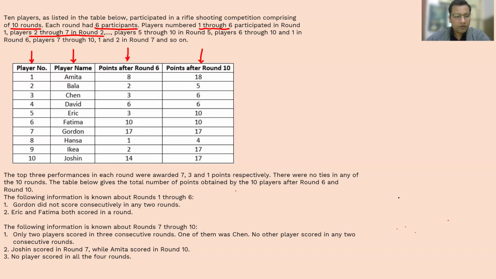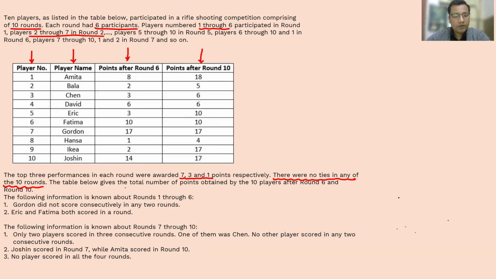Now, some more information is given. The top 3 performances in each round were awarded 7, 3, and 1 points. Okay, that means the topper will get 7 points, the runner-up will get 3 points, and the second runner-up will get 1 point respectively. And there is no tie. Again, a very important line which will be used in table making, right? So there is no tie in any of the 10 rounds.